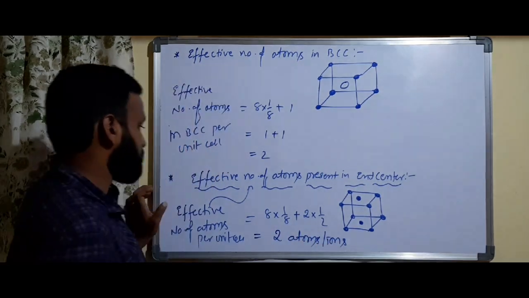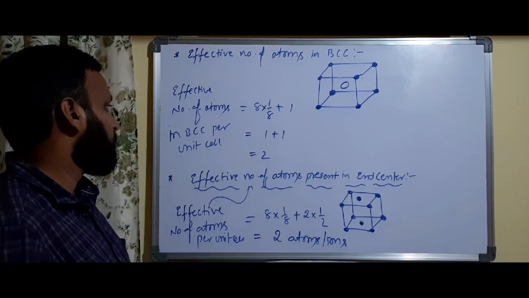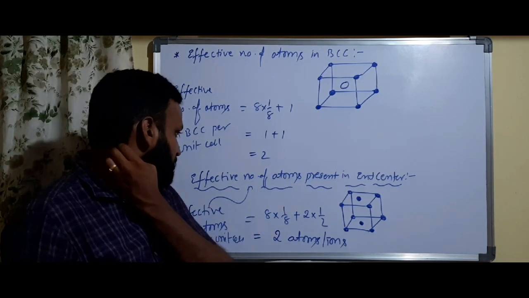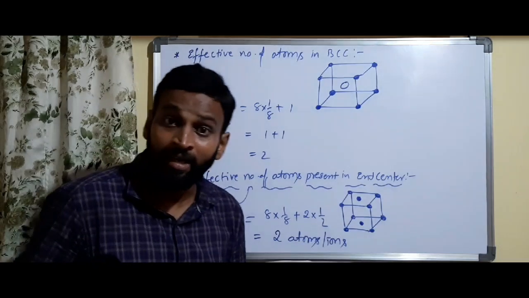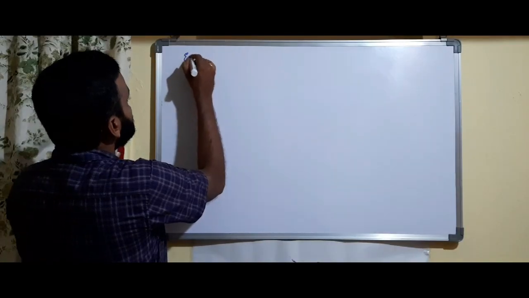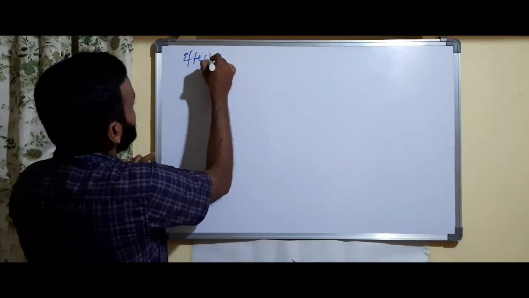Effective number of atoms in BCC is 2. Effective number of atoms present in end center is again 2. It is very important and it is somewhat different.